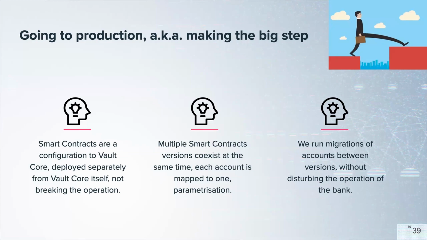Then, after I have the smart contracts deployed, an important thing to note for me is that multiple smart contract versions coexist at the same time, and each account is mapped to one given version at the time. And this is actually quite nice, because I can have multiple versions of the same smart contract within the Vault, and I can switch the versions of the smart contract for the account based on my needs. And a great example when this may come in handy is when we actually migrate the accounts from older versions of smart contracts to newer versions.